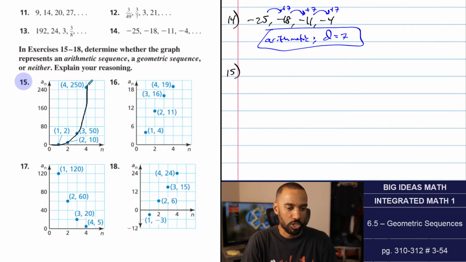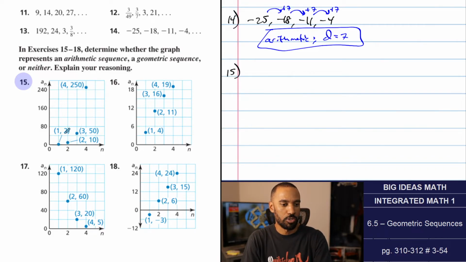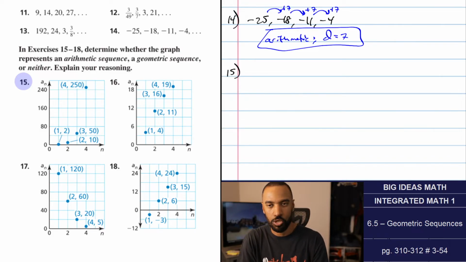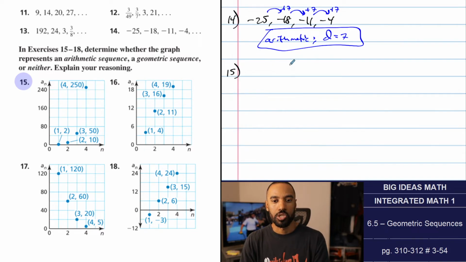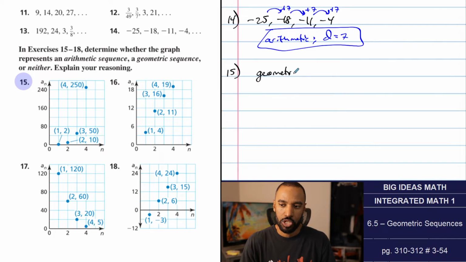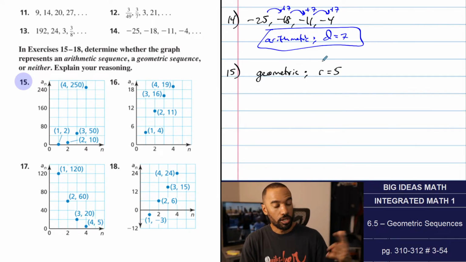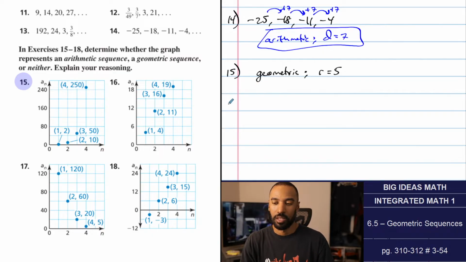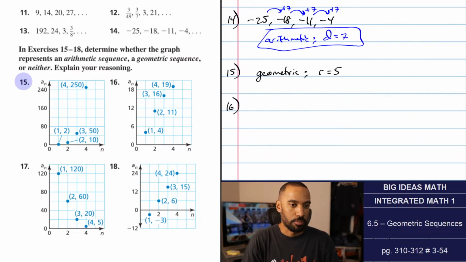Let's take a look at these ones. It has a bit of an exponential look, but how does it work? It goes from 2 to 10 to 50 to 250. That's a common ratio of 5. So there is a common ratio. It has an exponential curve. So number 15, I'm not going to copy it down, but geometric, R is 5. What I could do, I could copy down the numbers themselves as a list, but I'll just leave it.